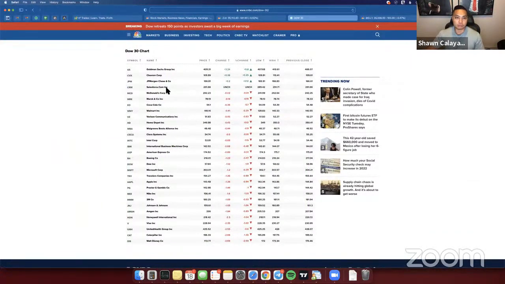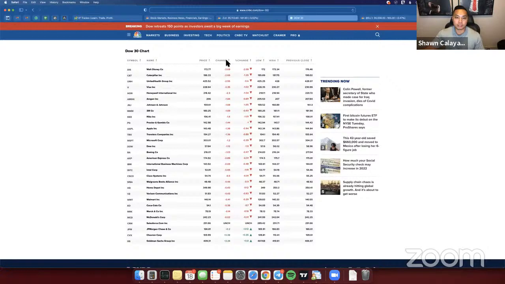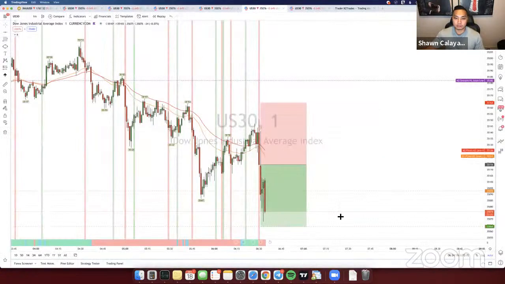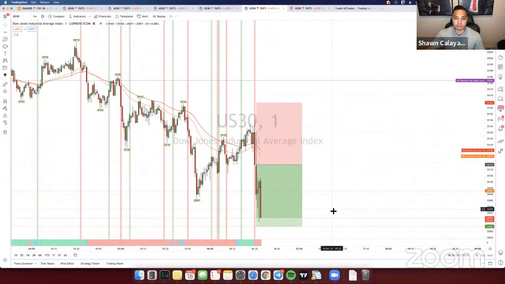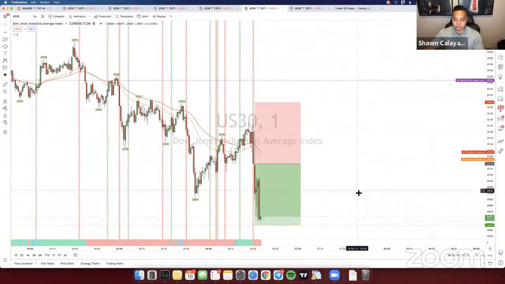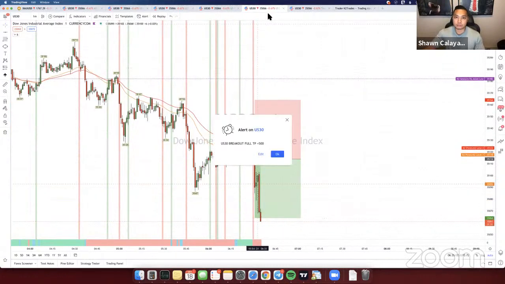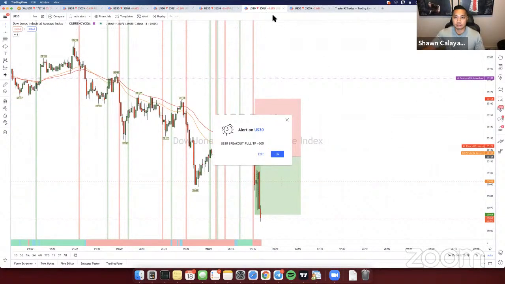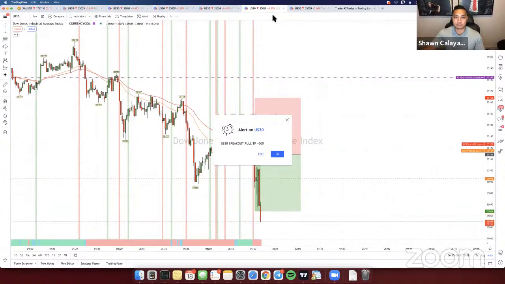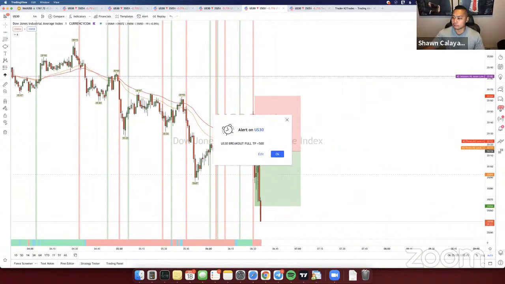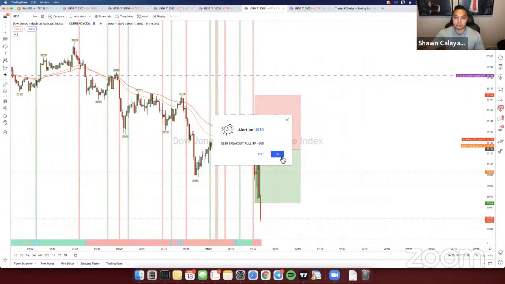Salesforce right here is turning red as well. So it's just a few stocks that are green. There's not enough power behind it to really push it back up. So this is one thing to look out for. And you can see right there, price dumps pretty heavily, right? And there we go, as it gets closer and closer to the TP. And there we go, full TP off the breakout right there.